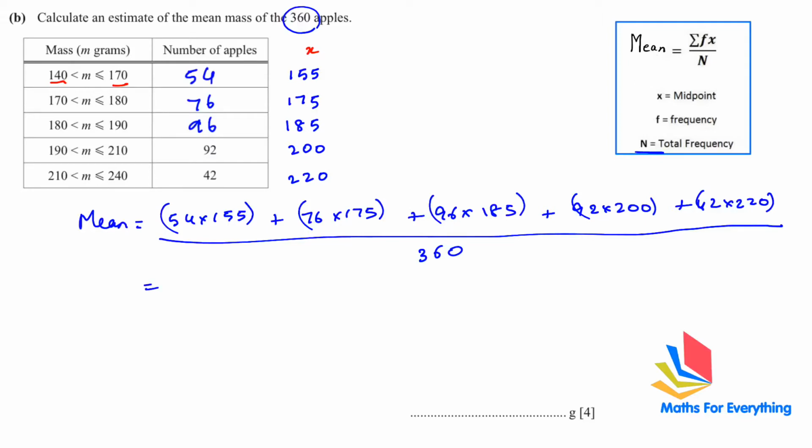Just a second, I made a mistake. This is 225. So I'll have to change it here also, 225. Sorry about that. Now we put the whole thing in the calculator, we will get 186.88. You can round it to 1 decimal or a whole number. Both the answers are right. I will leave it as a decimal, so 186.9 grams.